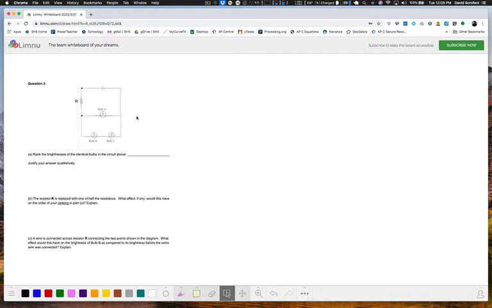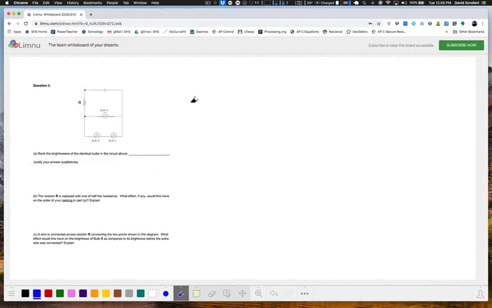So question A is to rank the brightness of the identical bulbs in the circuit above. Which is the brightest, and are any equal to each other? If I were to do that right now, I would conclude that bulb A is the brightest, and that's going to be brighter than bulb B, and B and C will be equal to each other. Bulb A is the brightest.